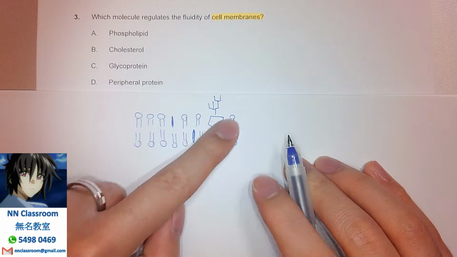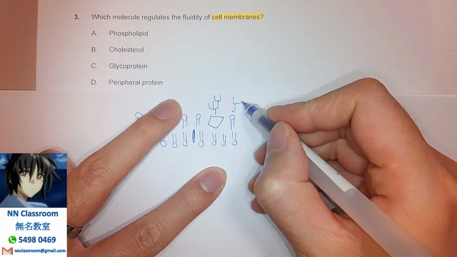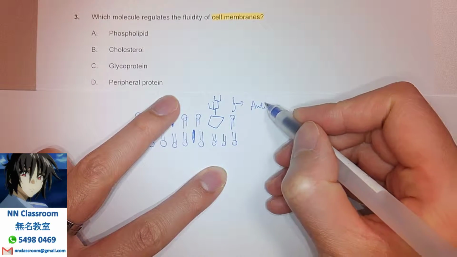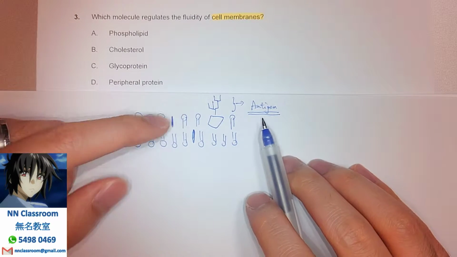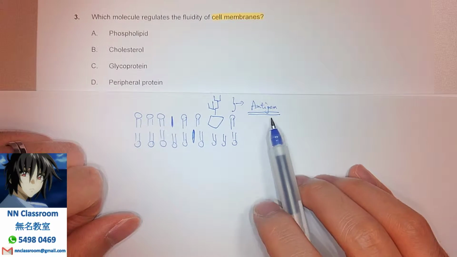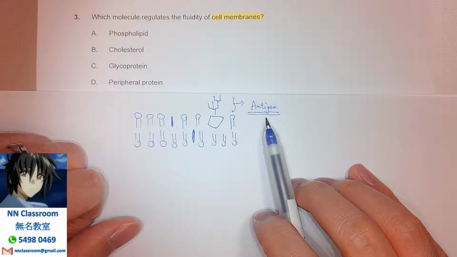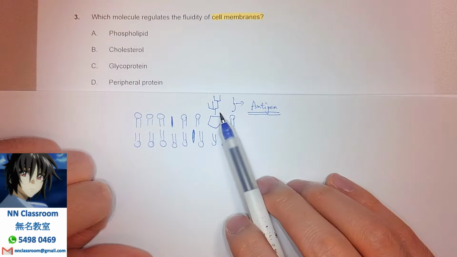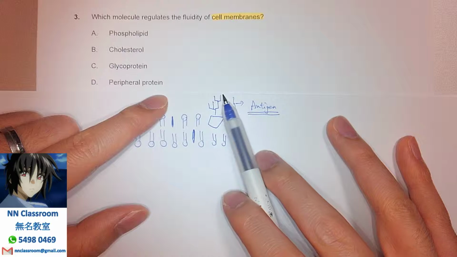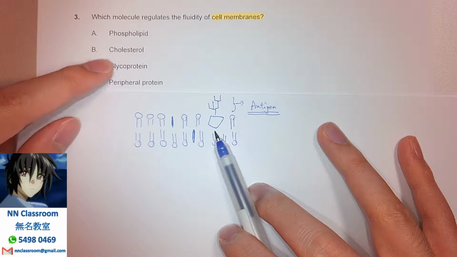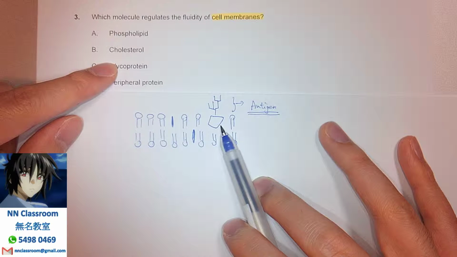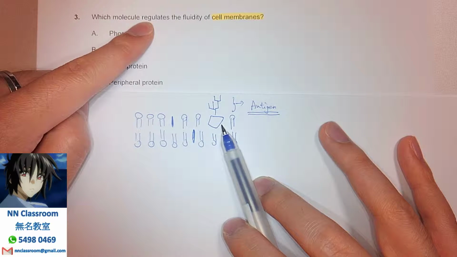The major feature of this glycoprotein is that it normally serves as a compound called an antigen. An antigen serves as a biomarker for any cell type. It's just like the identity card of a cell. So that's why the sugar part is normally for cell recognition as an antigen. So this is a normal glycoprotein, and that's why its function is not to regulate the fluidity.